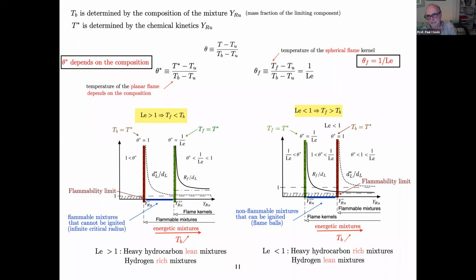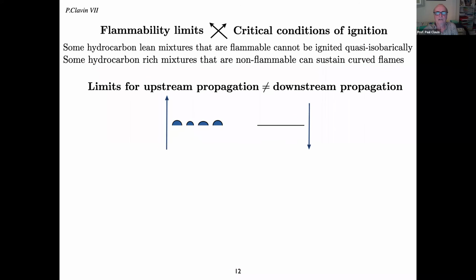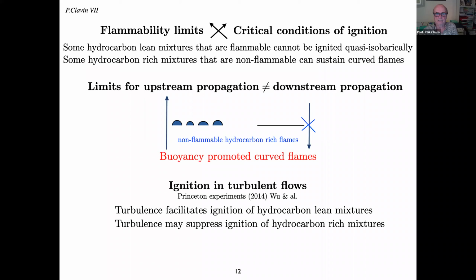And this is the case of a lean mixture, a lean mixture of hydrogen. And this is exactly the condition used by Paul Ronney for the experiment in the space shuttle.